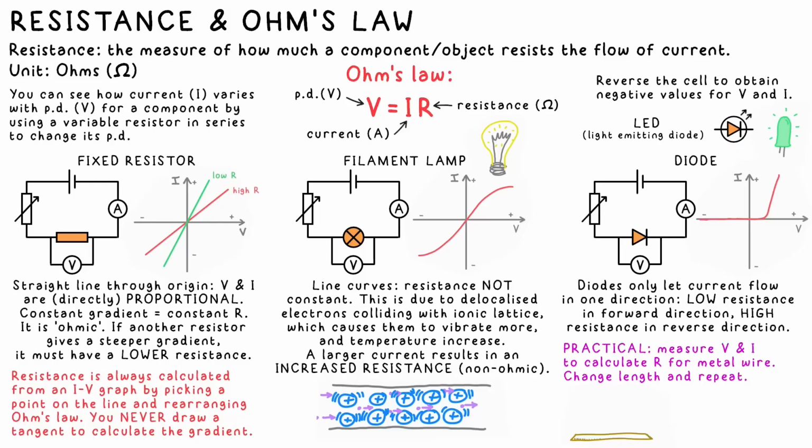We can do another practical on resistance by measuring V and I for a length of metal wire connected to a circuit with crocodile clips to calculate resistance of the wire using Ohm's law.